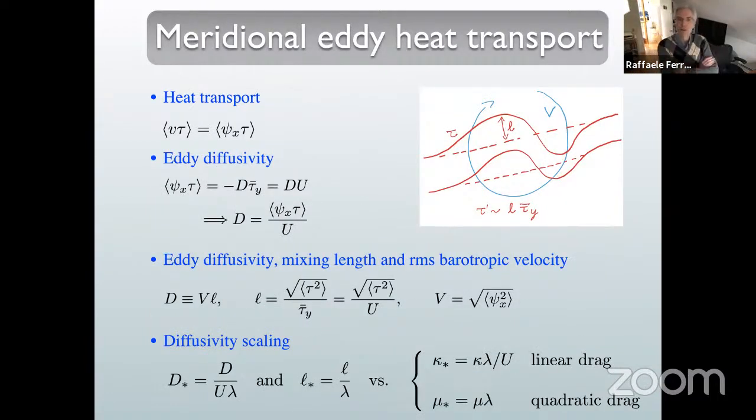So what is the overall approach that we want to take? Well, we want to estimate the heat transport. The heat transport in this problem is just V times tau, where V now is the barotropic meridional velocity. I want the north-south heat transport times the temperature. The baroclinic stream function doesn't affect any temperature in a two-layer model. So what I need to know is what is ∂psi/∂x times tau. ∂psi/∂x is just the velocity V.